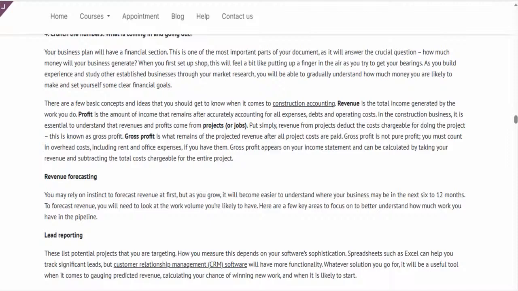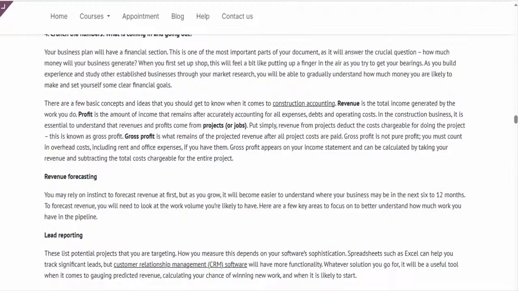In the construction business, it is essential to understand that revenues and profits come from projects, or jobs. Put simply, revenue from projects deduct the costs chargeable for doing the project. This is known as gross profit. Gross profit is what remains of the projected revenue after all project costs are paid. Gross profit is not pure profit, you must count in overhead costs, including rent and office expenses. If you have them, gross profit appears on your income statement and can be calculated by taking your revenue and subtracting the total costs chargeable for the entire project.